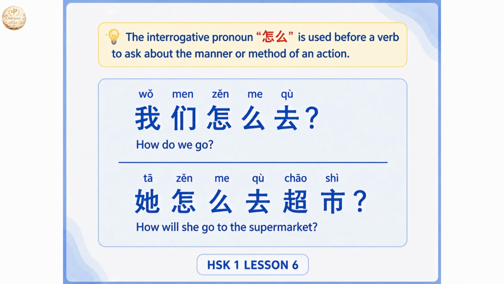Now let's try to build some of our own with other verbs we know. For example, to say, shuo. You want to know how to say a word in Chinese? You can ask, zenme shuo. Zenme shuo, how to say. Do you see the pattern? Just put zenme before the action and you can ask about any method.